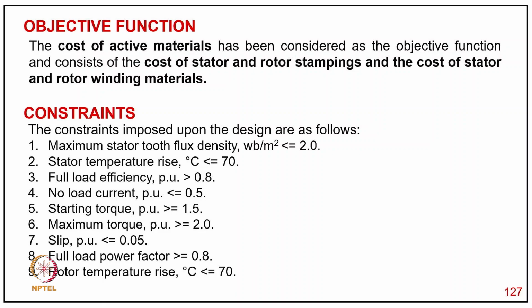which consists of the cost of copper, stator and rotor lamination, and rotor run, and constraints have been set like a maximum stator flux density, usually 2 Tesla, stator temperature rise 70 degrees Celsius. It depends on the type of insulation. Then full load efficiency, no load current typically 0.5 per unit as a function of rated current. Then starting torque around 1.5 per unit. Then the maximum torque not less than 2 per unit, slip not more than 0.5% or 0.05 per unit, full load power factor not less than 0.8, and temperature rise not more than 70 degrees Celsius.